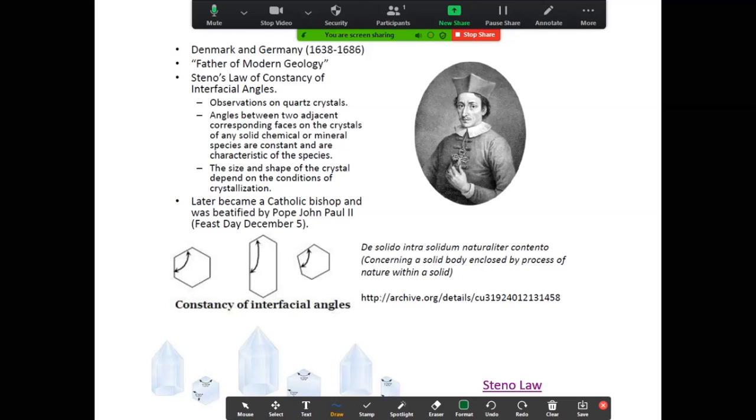So we have Kepler, who stated that for spherical solids, the best they can pack is 74% packing efficiency. And this is usually denoted by the cubic close packed structure, which is face-centered cubic. And then Nicholas Steno comes about and says adjacent faces have the same angles within the crystal. The only thing that changes is the size and shape of the crystal depending on the crystallization conditions.